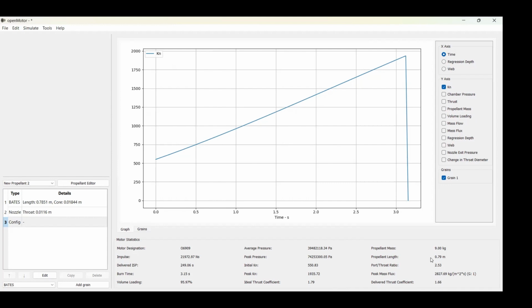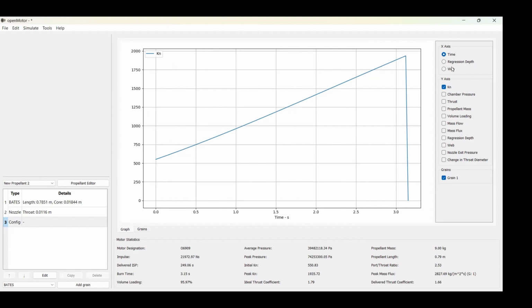Propellant length is 0.79 meters. The calculated was 0.7815 meters. So that's very close. The propellant mass here is 9 kilograms. The calculated one was 8.96 kilograms. Okay, the delivered ISP here is 249.06 seconds. The delivered ISP calculated would be 254.68 seconds, so that's pretty close.